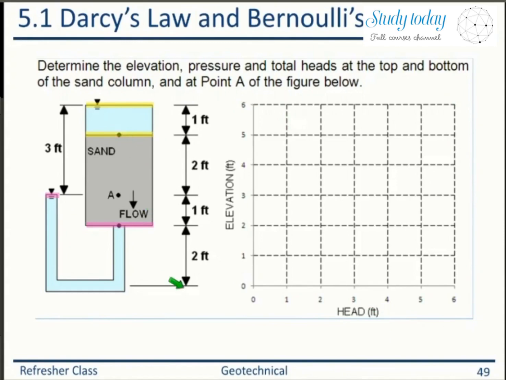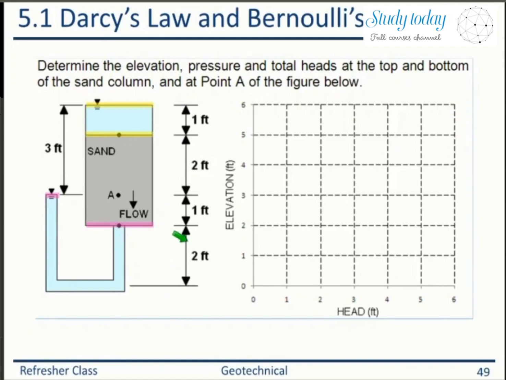Let's say when your elevation is 5, what is the total head? Can you give me the total head? It is also 6, because total head is elevation head plus pressure head, which is again 6. So when your elevation is 5, total head is 6. So the point should be here, from here to here.